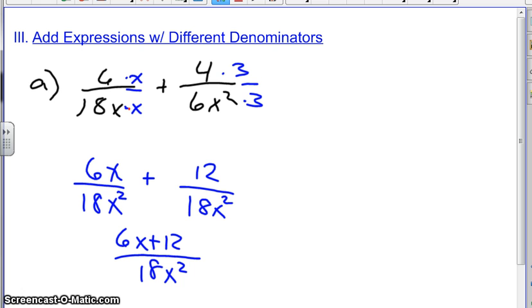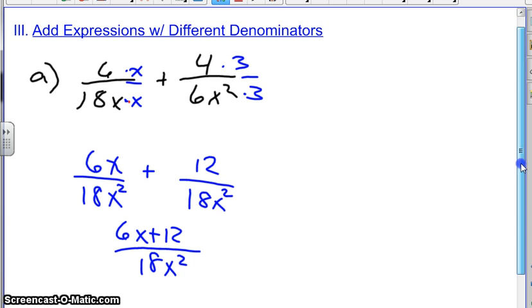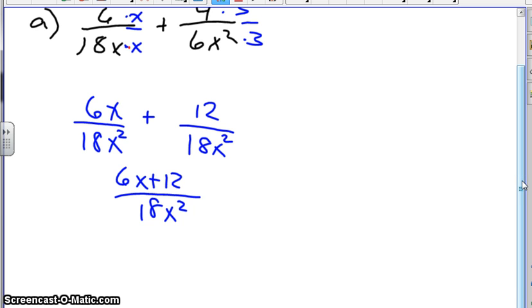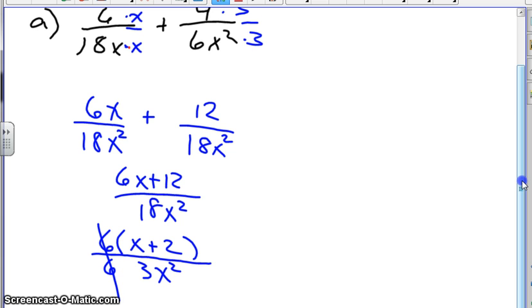Now what do you notice about these numbers? Well, they all have 6 as a factor. So let's factor out a 6. We have 6 times what in the numerator? 6 times x plus 2. And in the denominator, we have 6 times what? 3x squared. So there we go. Our answer is x plus 2 over 3x squared.